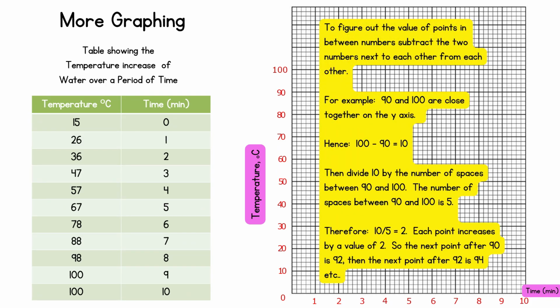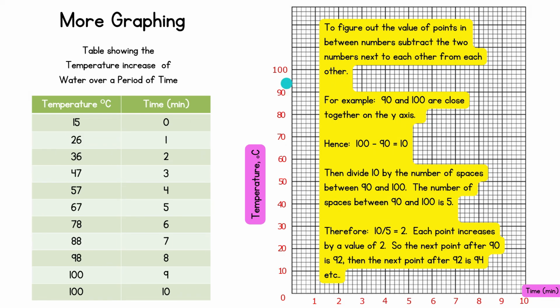But wait, to figure out the value of points in between numbers, subtract the two numbers next to each other from each other. For example, you have 90 and 100, which are close together on the y-axis. Hence, 100 minus 90 will be equal to 10. Then you will divide that 10 by the number of spaces between 90 and 100. The number of spaces between 90 and 100 is 5. Therefore, 10 divided by 5 will be equal to 2. And we see that each point increases by a value of 2. So the next point after 90 would be 92.